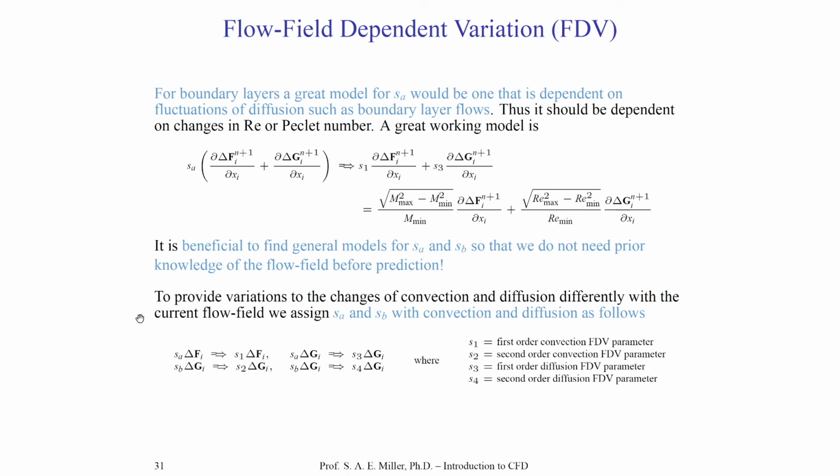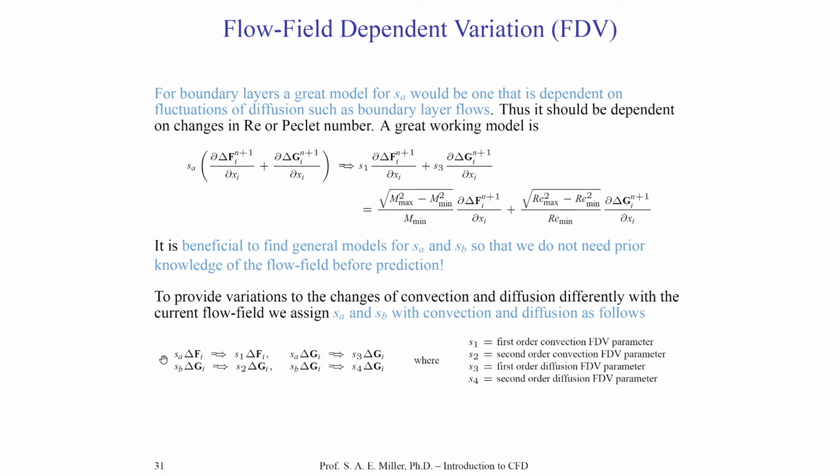Well, to provide these variations of these parameters with changes in convection and diffusion, we would need to know something about the current flow field. So we would need to make our models dependent on the current flow field, which is kind of like this equation here at the top of the page. We note that SA and SB, to find accurate solutions for different kinds of flow fields, have certain physical properties.